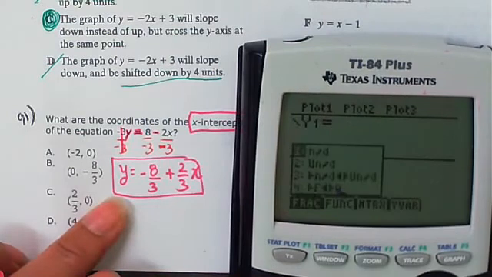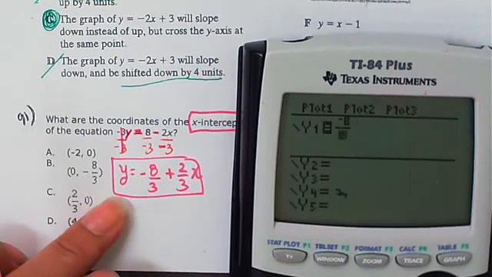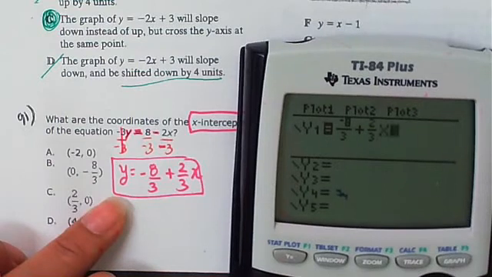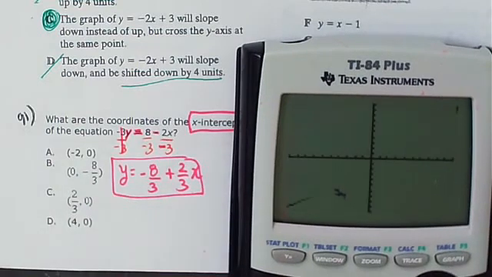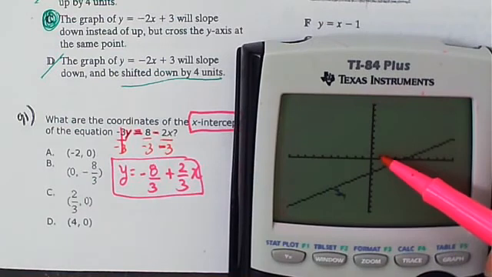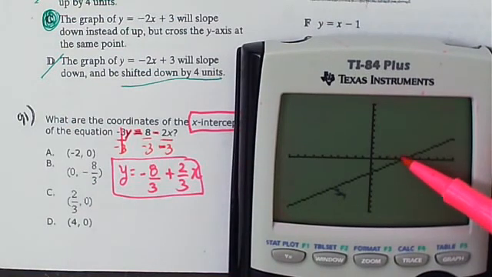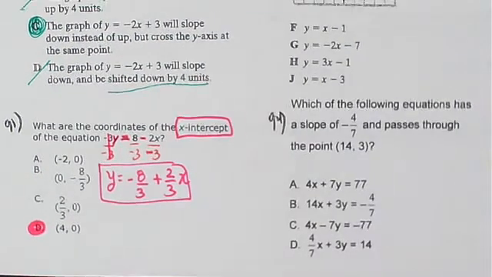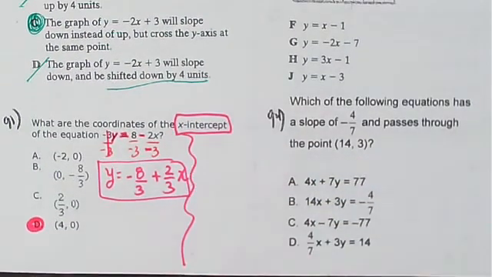So alpha y equals enter, -8/3 plus 2/3 x. And I press graph. And I want to see where it's crossing the x-axis. And I can clearly see it's 1, 2, 3, 4. It's crossing the x-axis at 4. So my answer is D. That's one way to find an x-intercept.